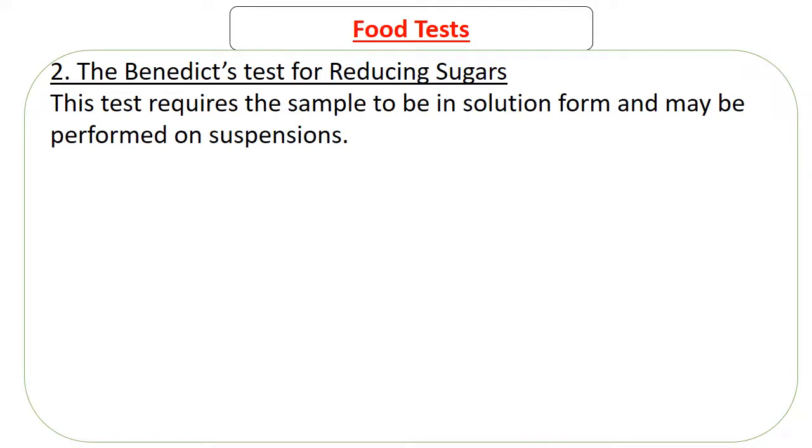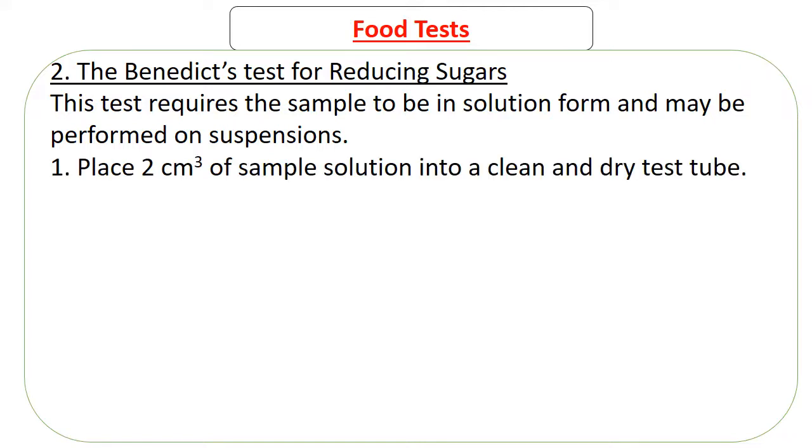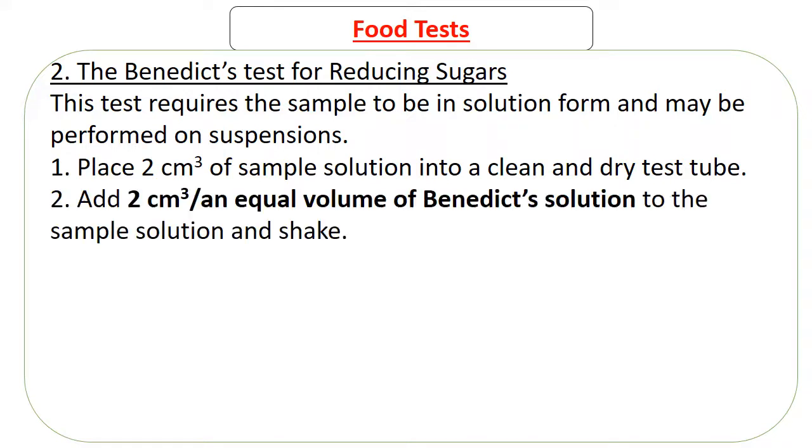This test requires the sample to be in solution form and may be performed on suspensions. What does this mean? It means if we have a food sample that is solid, you need to grind it, then you mix it with water so that it dissolves in water, and then that's when you can do this test. Step 1, place 2 cm³ of sample solution into a clean and dry test tube.